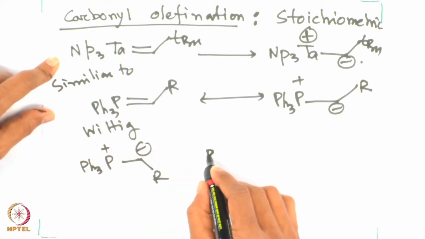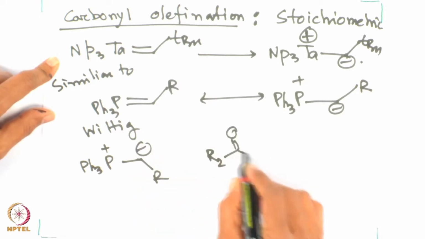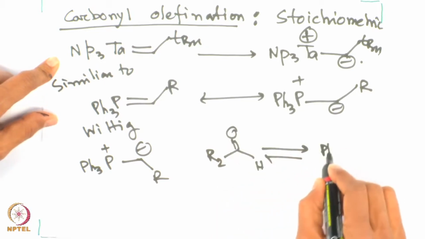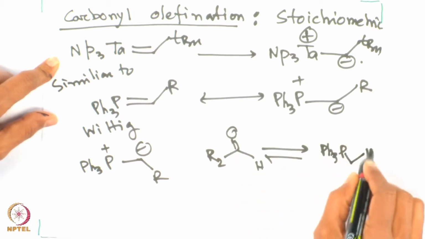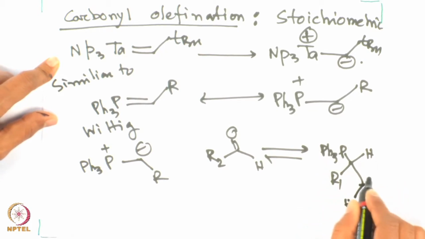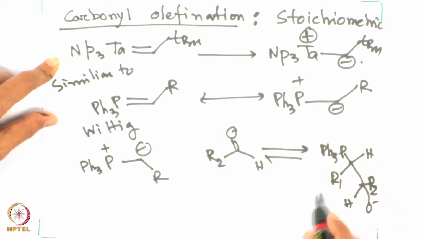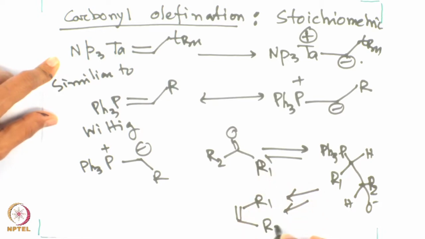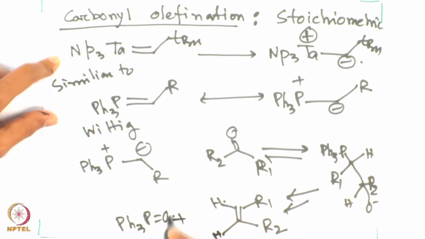equivalent, you react with, let us say, R2 aldehyde overall to give an intermediate where you have HR1 and let us say HR2O minus. From there you get R1 and R2 H along with triphenylphosphine oxide.